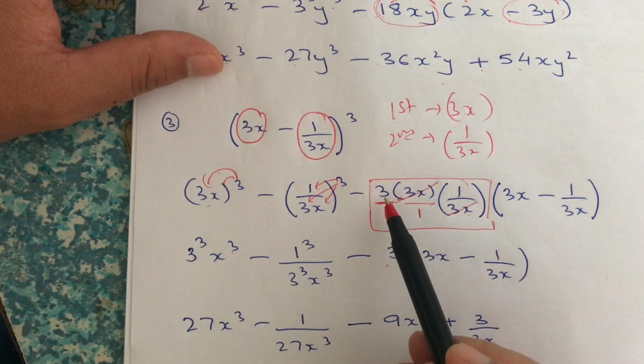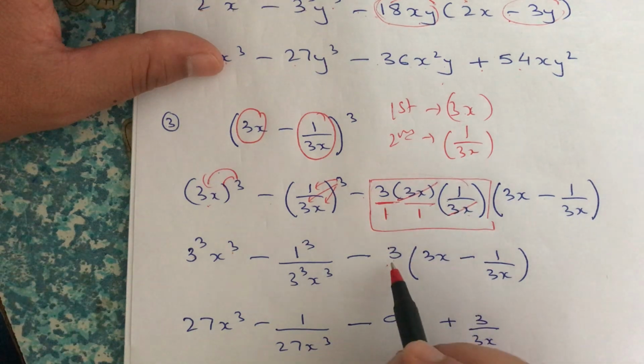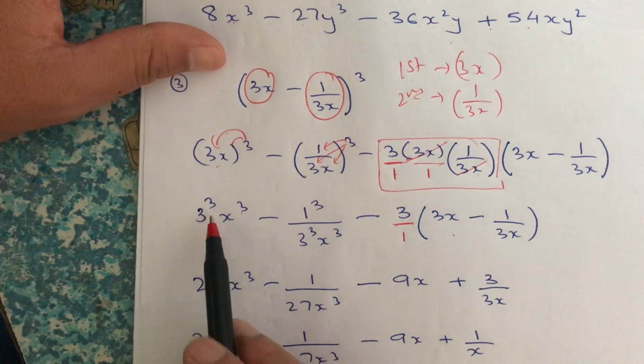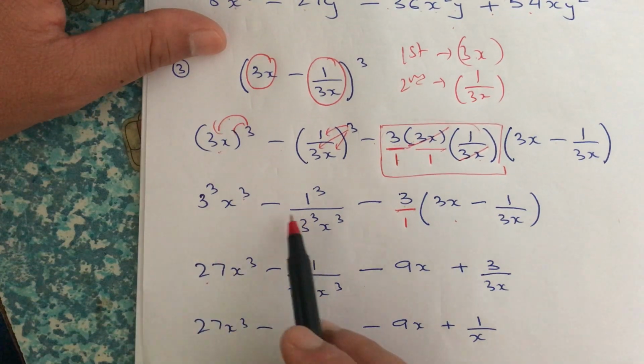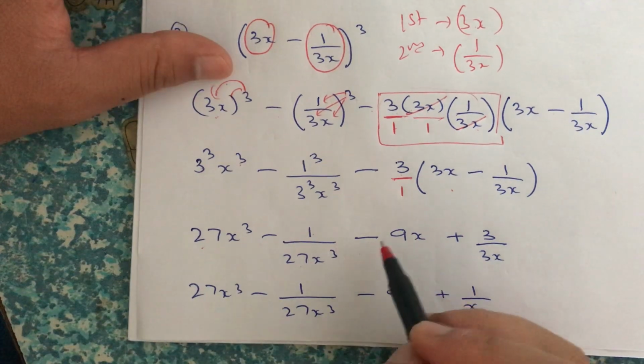So what are the leftovers? We have 3 and 1 in the numerator. They get multiplied. 3 into 1 give me a 3. 1 into 1 give me a 1. And this as it is. Okay. And then this 3 cubed is like 27, and x cubed minus 1 cubed is 1. 3 cubed is 27. X cubed minus.